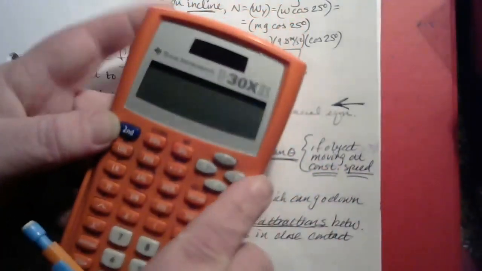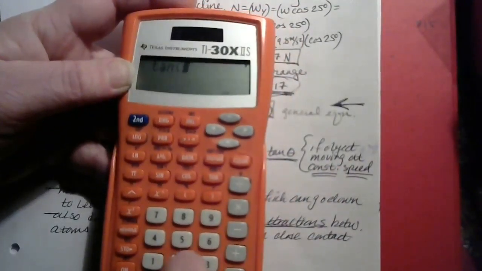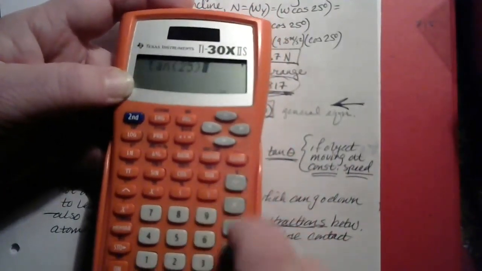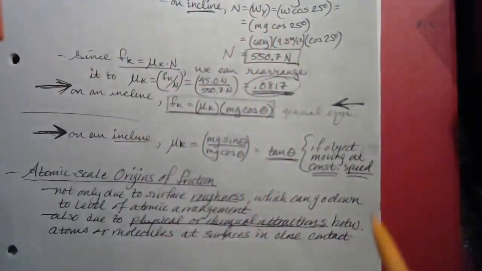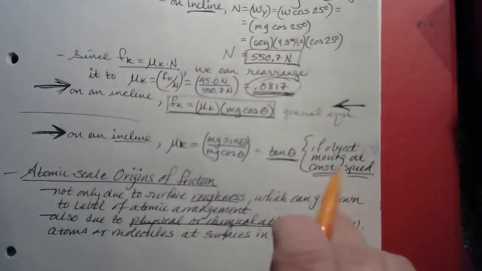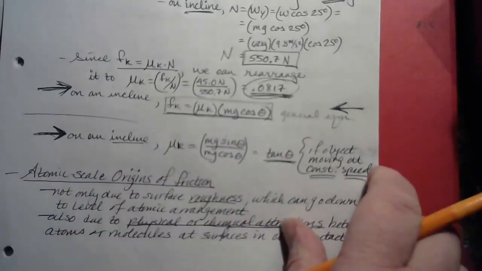And if you take the tangent of 25 degrees, which is the angle of the hill in this case, you get 0.466, which is actually not the value we got in this case. So what's going on here?